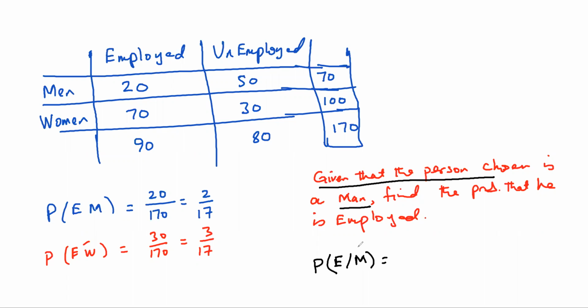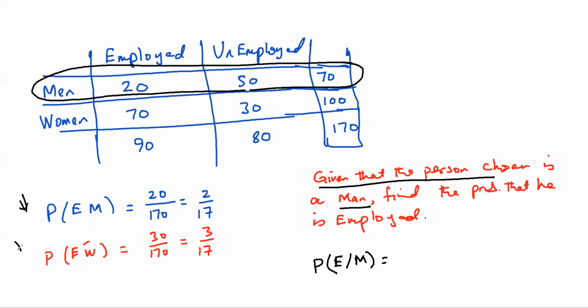Okay, so this is my Desi method. Rather than looking at all these 170 people, you will be focusing on the men only. Like when we were finding these probabilities here, we were finding them from all the 170 people. Now, when it says given the person chosen is a man, you're going to limit your data to the men. Okay, guys? Is it very difficult to focus on just the men?